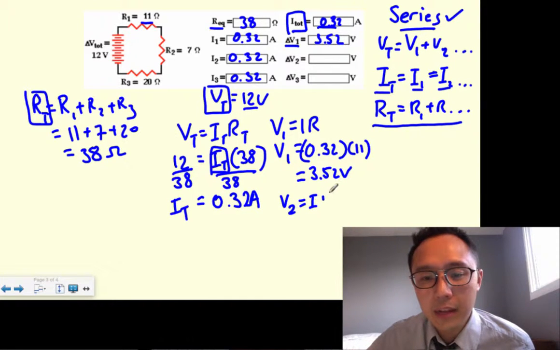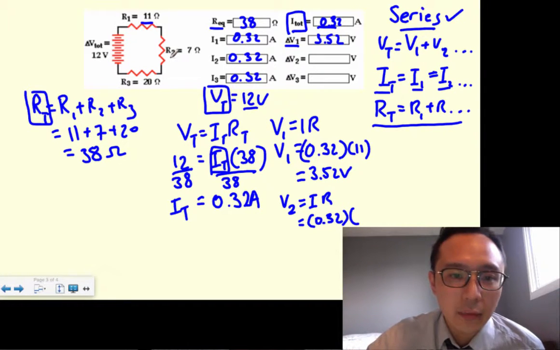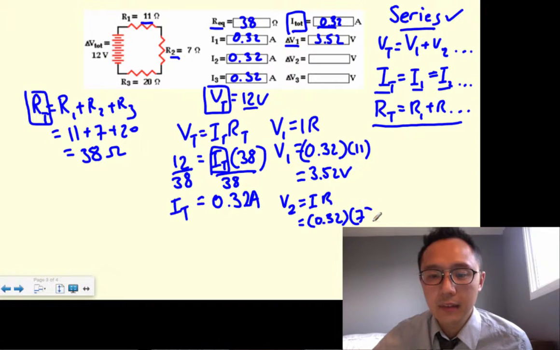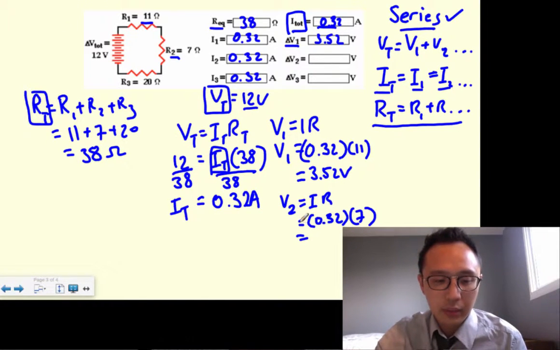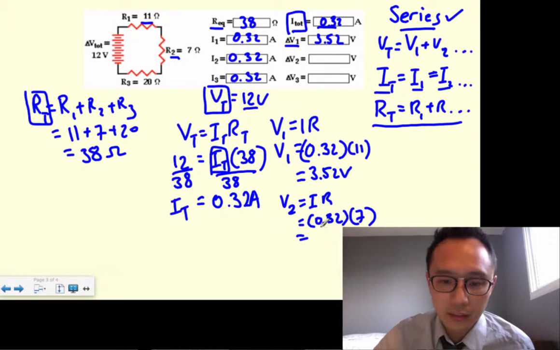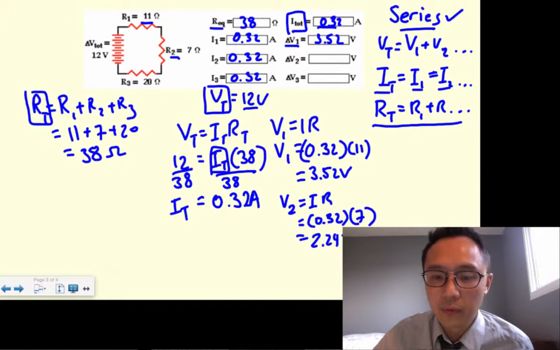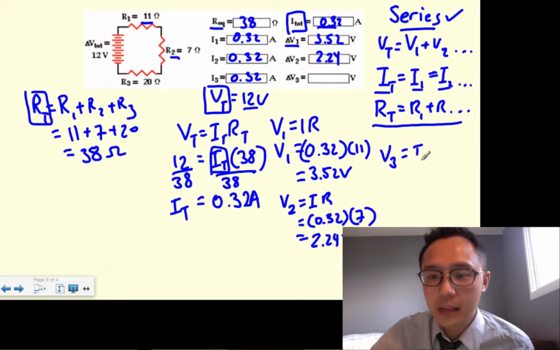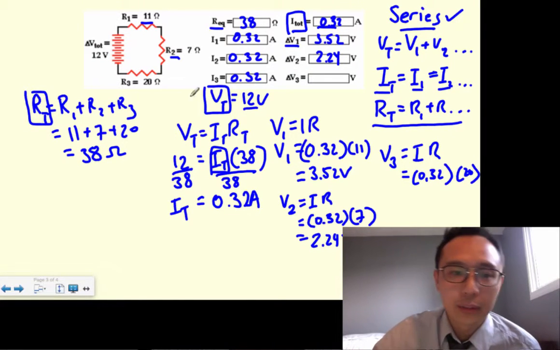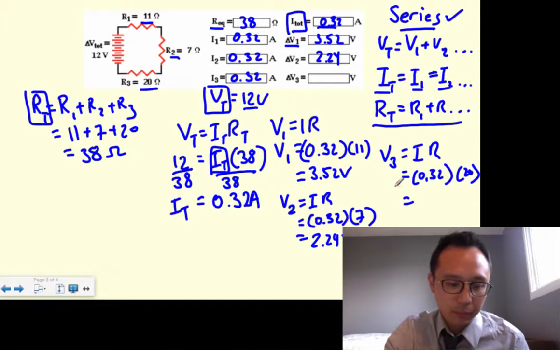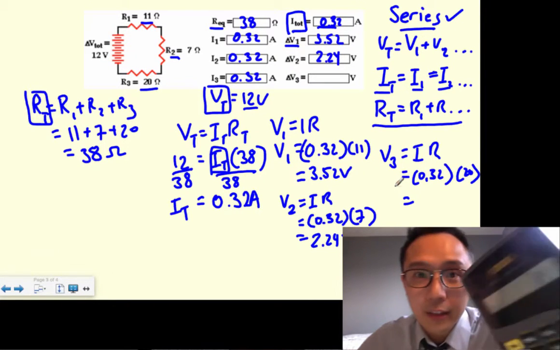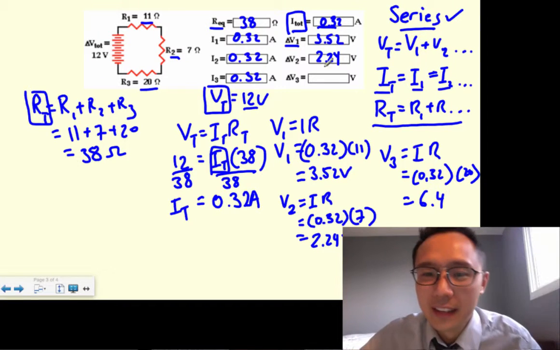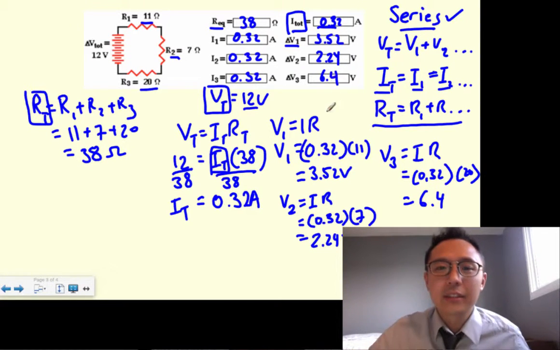Voltage 2 is the same thing, IR. But instead of using the 11, I'm going to use the second resistance, which is 7. So that's going to be 0.32 times 7, which is 2.24 volts. And the last one, I'm sure you know what's going on. So I'm just going to quickly go through this. 0.32 times 20. Look at that, 6.4.